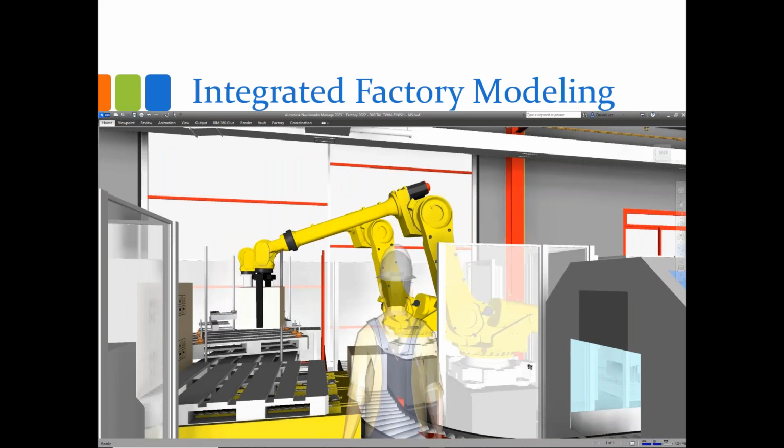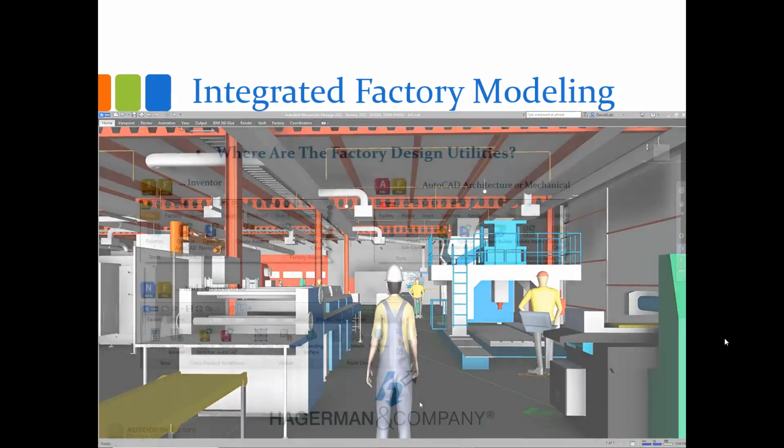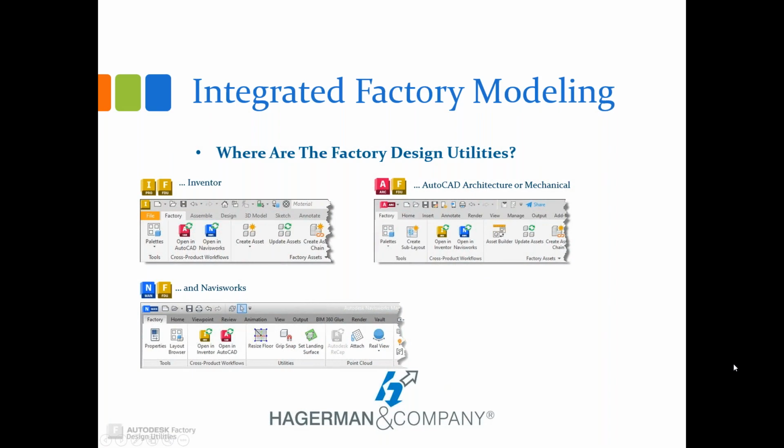When we try to take this piece of machinery, move it through here, we're going to have to move this, or we're going to have to go a different route. Well, if we've got everything built into that one collaborated model, we can do that easily. And so that's where factory design utilities comes in.